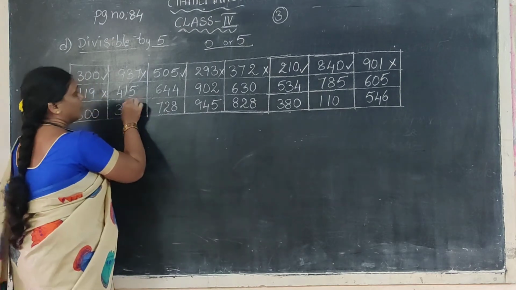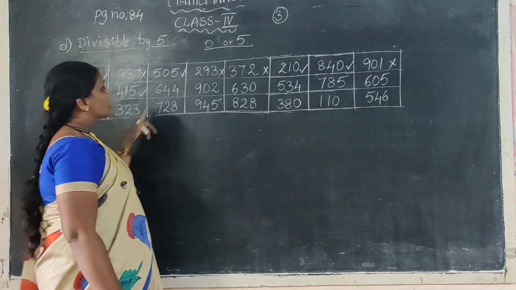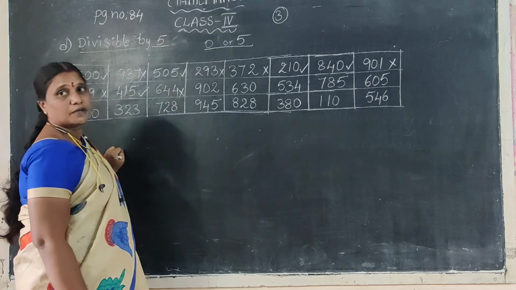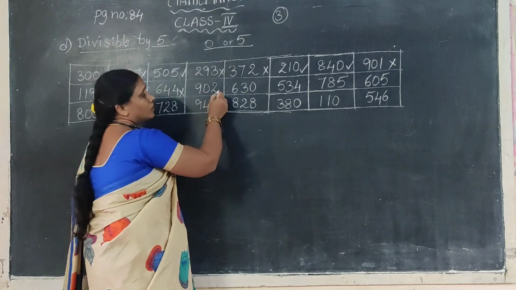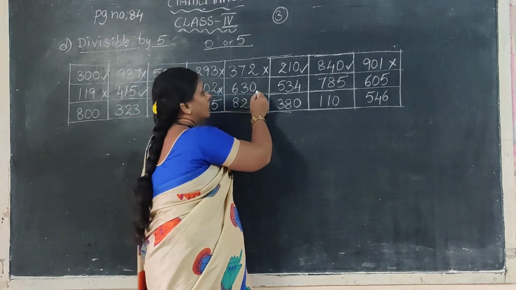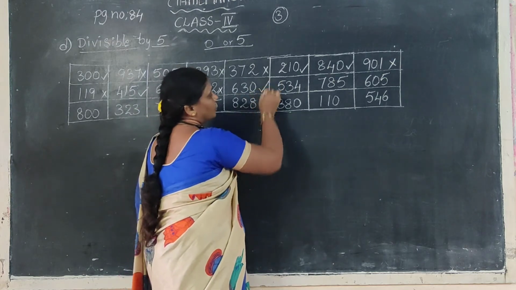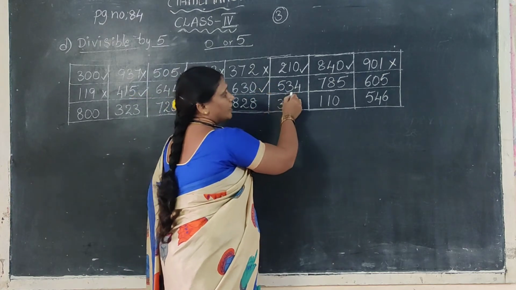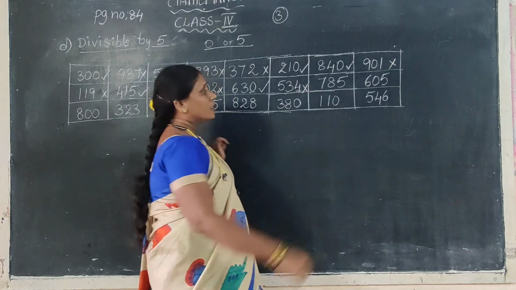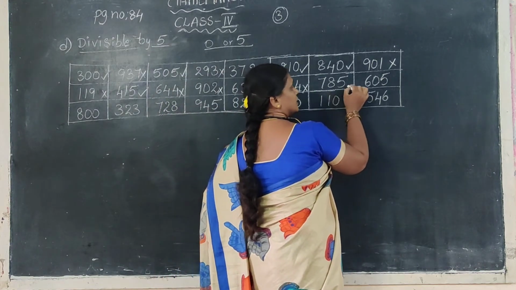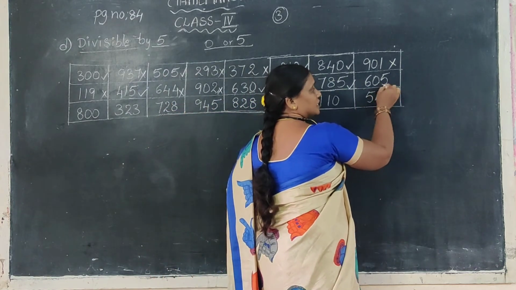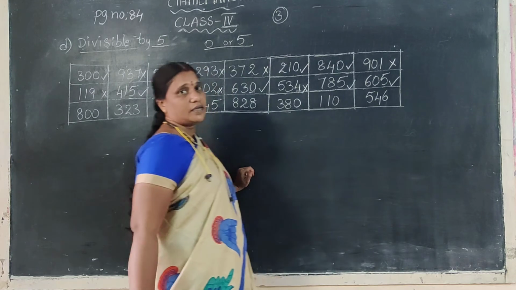415, last digit 5, so it is divisible by 5. 644, last digit 4, so it is not divisible by 5. 902, last digit 2, so it is not divisible by 5. 630, last digit is 0, so it is divisible by 5. 534, last digit is 4, it is not divisible by 5. 785, last digit is 5, so it is divisible by 5. 605, last digit 5, so it is divisible by 5.